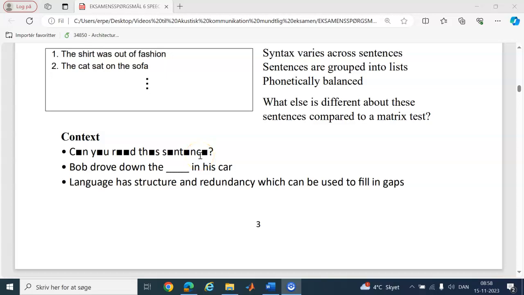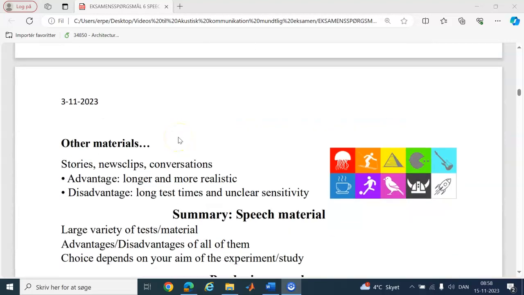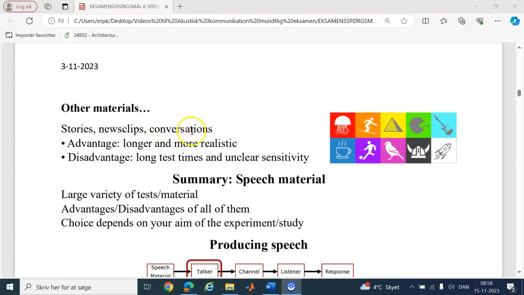And then the context is, of course, important. If you can see there are some dots here, but the meaning of it, when you read it, can you read these sentences? Bob drove down the maybe road in his car. Language has structure and redundancy, which can be used to fill in gaps. Other materials: stories, news clips, conversations, and so on.